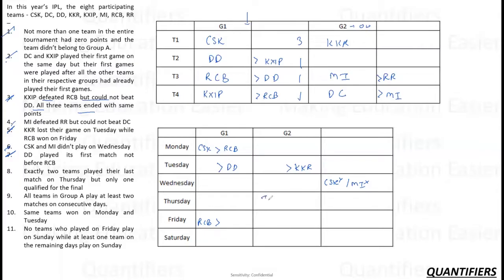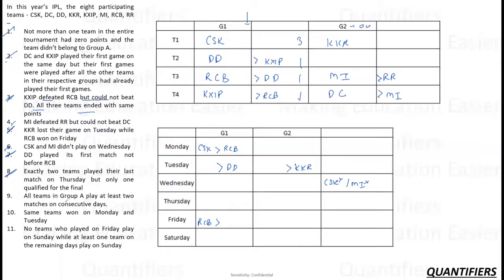It is not possible that team 1 and team 2 are playing the last matches here, because in that case T3 and T4 are left, and it is not possible that T3 and T4 are playing on the rest of the 2 days. Which means there are two in both the groups. There is a team which is playing their last match on Thursday, but only one qualified for the final. So there are two teams which are playing their last match here and here, but one of them is reaching the final while the other is not reaching the final. Okay, so this is an interesting point we should keep in mind.